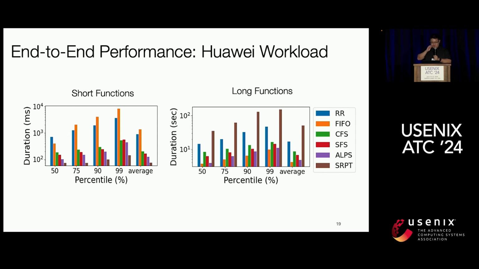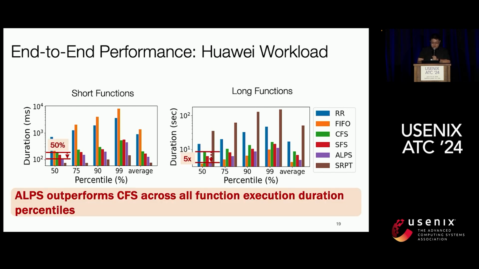Then let's see the end-to-end performance on Huawei workloads. In this workload, the X dimension represents the performance percentiles. Firstly, we can see that at the 40th percentile, ALPS achieves about 50% improvement over CFS for short jobs, and 5 times improvement for long jobs. And we also see that ALPS could outperform CFS across all function execution duration percentiles.